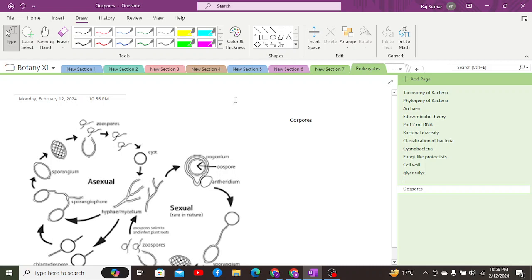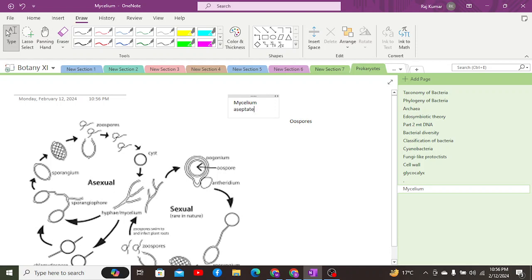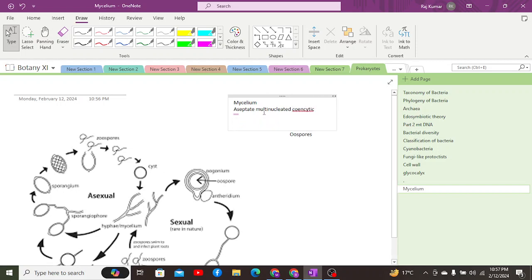Starting with its intro, it is a fungi-like protoctist. It has a mycelium-like body, and that mycelium body is aseptate, which means there are two types of bodies of fungi: septate and aseptate. In aseptate, there are no cross cell walls, as a result of which the protoplasm of different cells is mixed, forming a multinucleated, coenocytic cell. Multinucleated coenocytic cell.